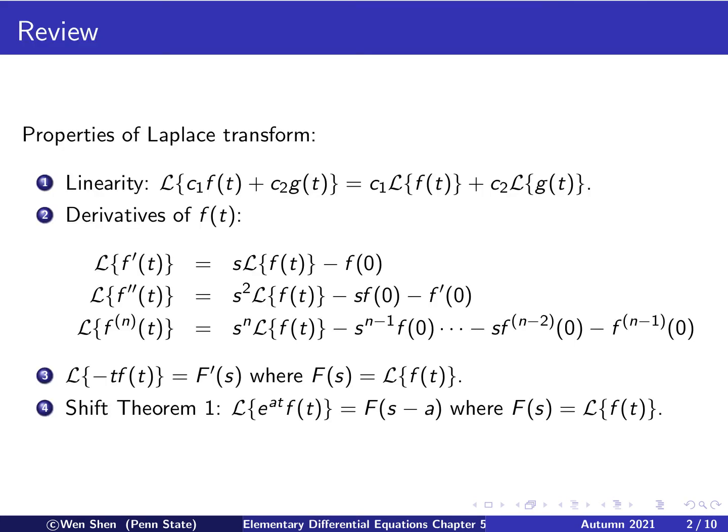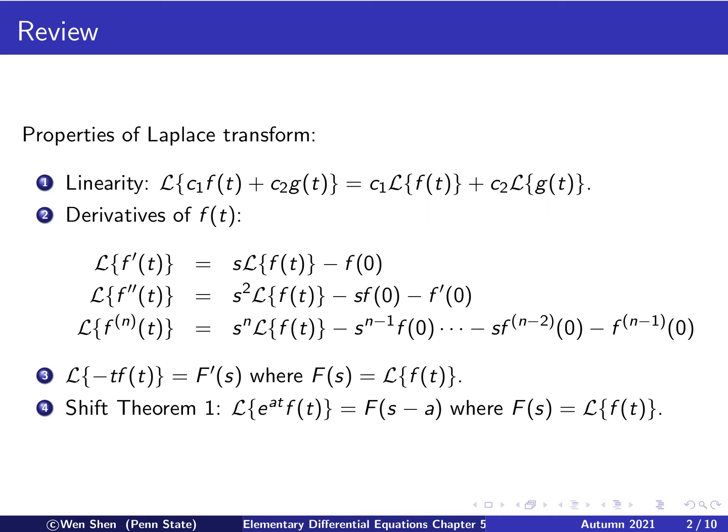Let's do a quick review of what we have talked about so far. Here is a list of the properties of the Laplace transform that we have learned. The first property is linearity. If you have a linear combination of two functions or even many functions, then the Laplace transform is the same linear combination of the transformed functions.